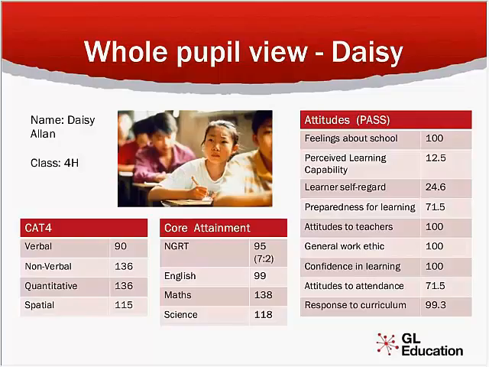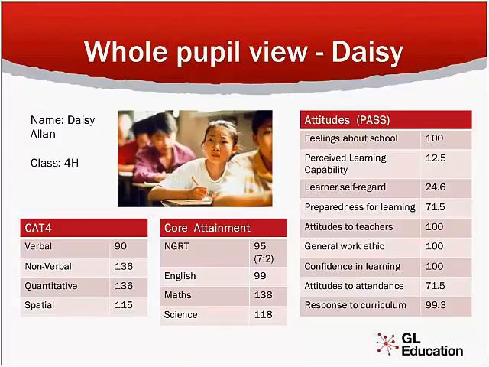So her verbal score of 90 against the non-verbal, quantitative and spatial scores of 136 and then 115, you can see that she's got quite a suppressed verbal score here. So Daisy may have only been learning English for a couple of years, so she's still got quite a long way to go until her language is really allowing her to access the curriculum fully. But you can see how able Daisy is as a student. Her non-verbal and quantitative scores here are very high, well above average, 136, and her spatial is not quite as high, but is still above average.